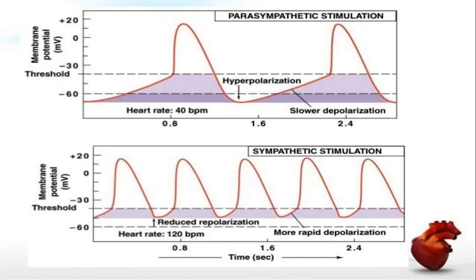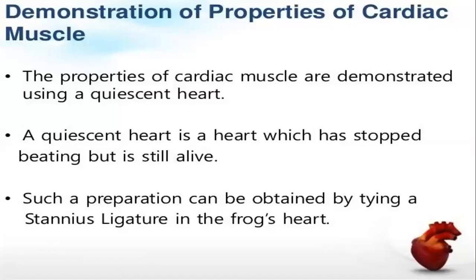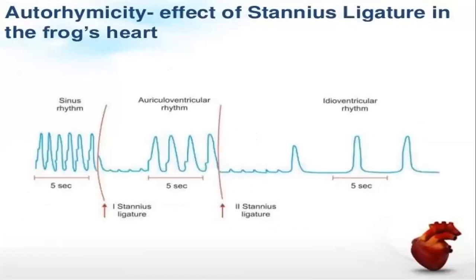So we have discussed the sympathetic and parasympathetic stimulation. What are the different changes that occur and why? So you put a first Stannius ligature. The heart originally was beating at the rate of the SA node. Now what you have done, you have put a ligature between the atria and the SA node, and so what happens? The impulses from the SA node are not reaching the atria.